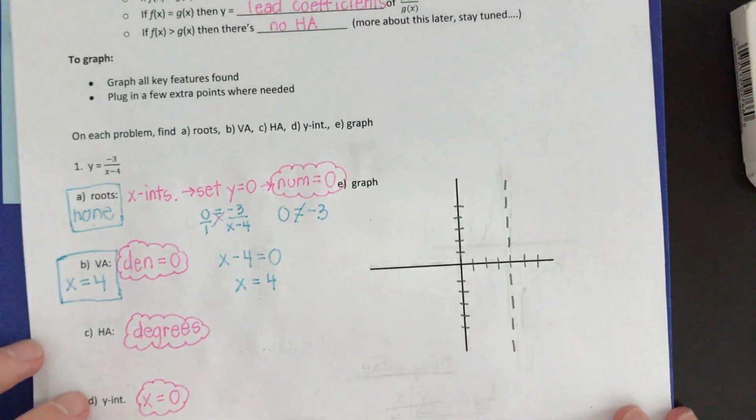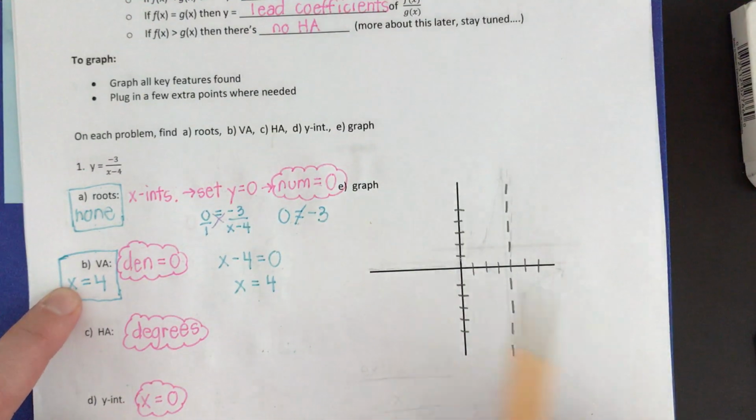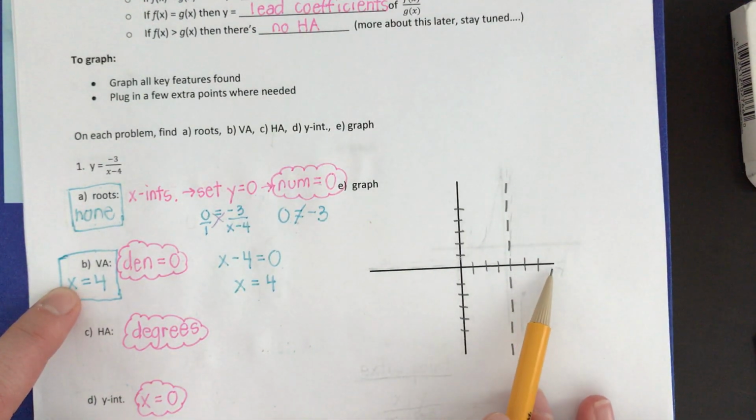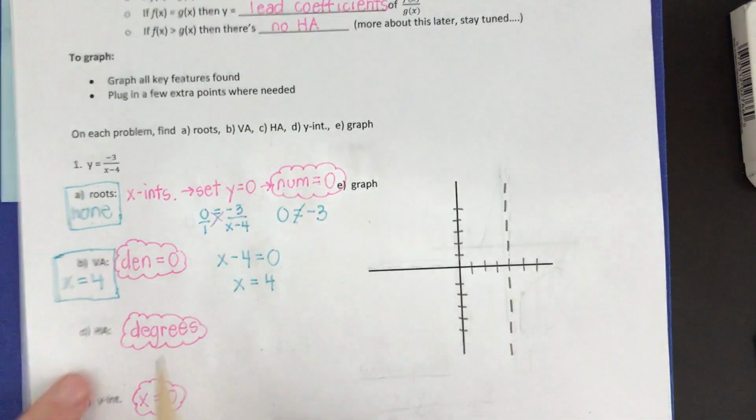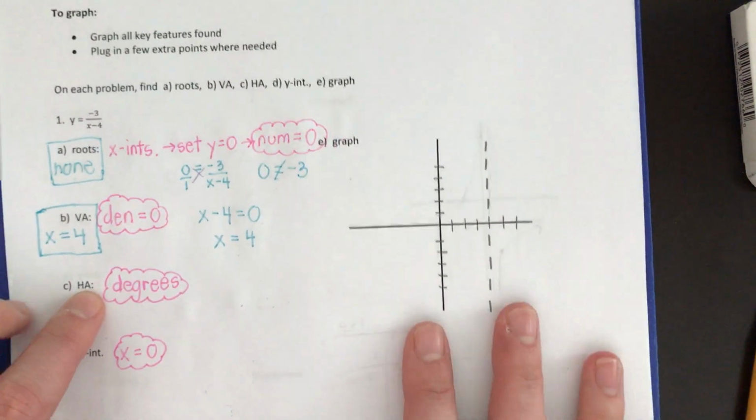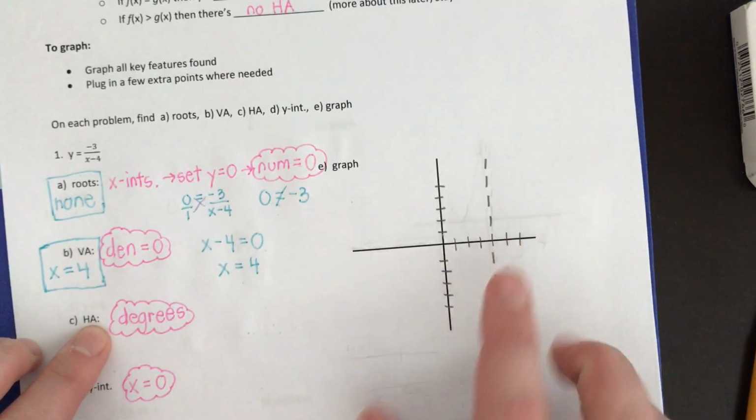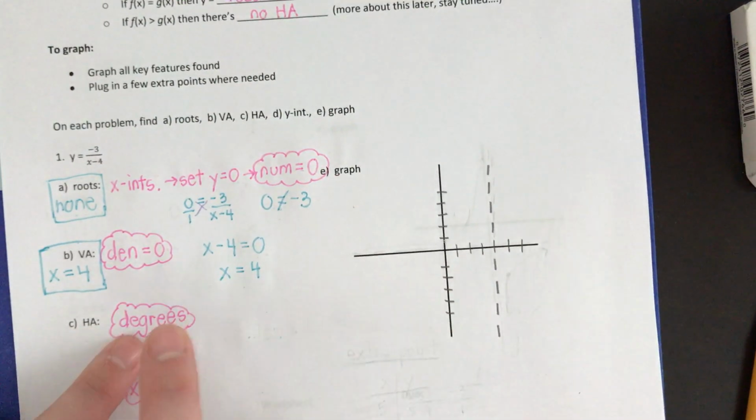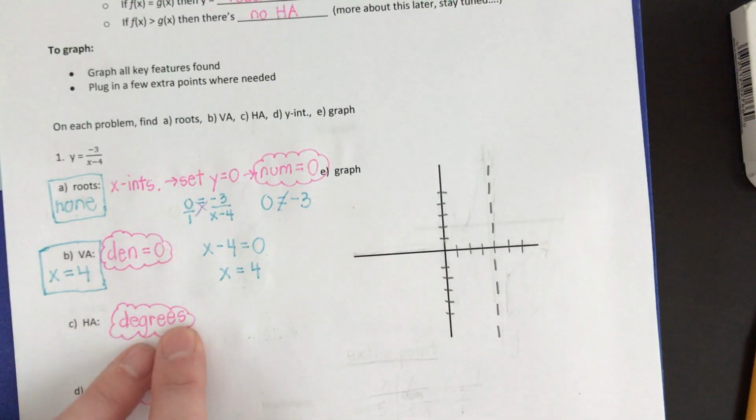Okay, so there's my vertical asymptote. I don't have much other information other than there are no x-intercepts, which leads me to believe there's an asymptote there, but I'm getting there. Okay, so to find that HA, I assume there's one here on the x-axis, but let's use our knowledge of the degrees.